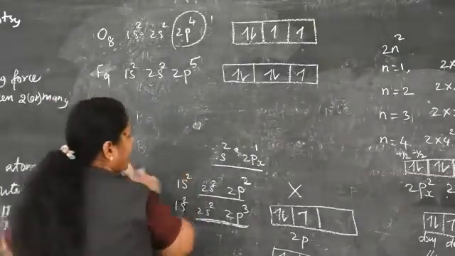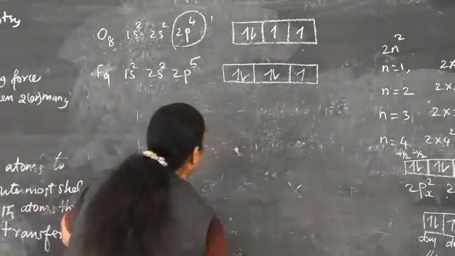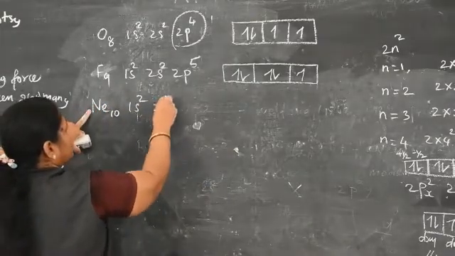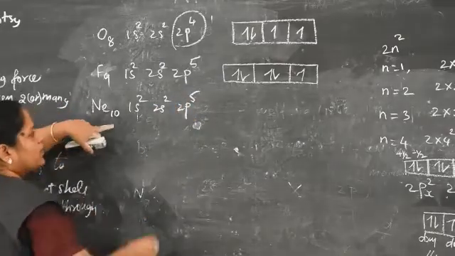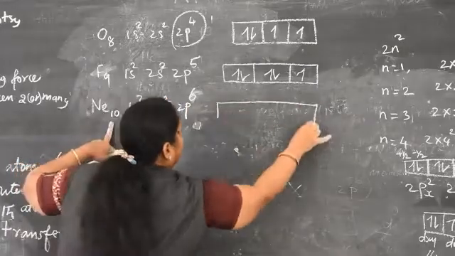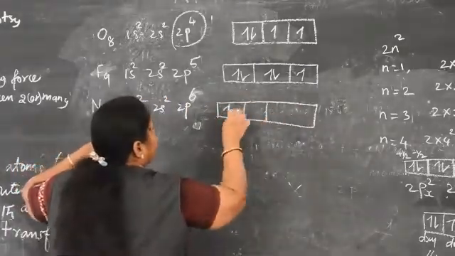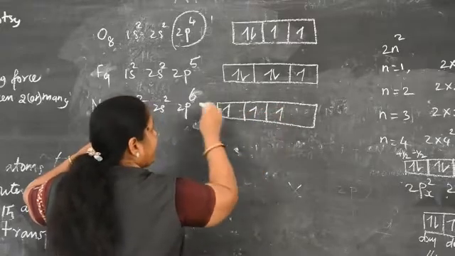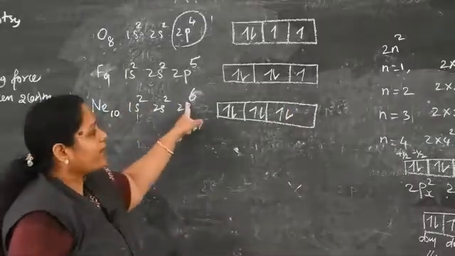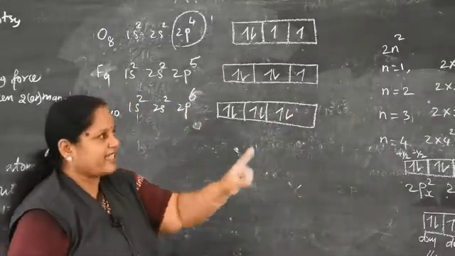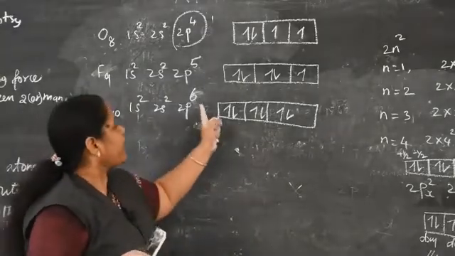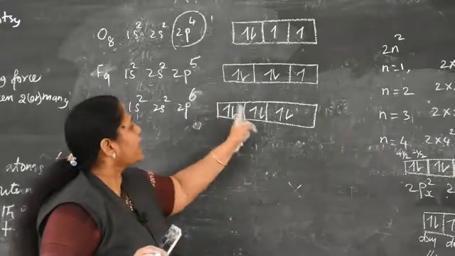Next neon, atomic number 10, 1s2, 2s2, 2p6. In the p orbital, how many electrons in total? 1, 2, 3, and the remaining 3 more electrons you enter here. Now what is the maximum number of electrons in a p orbital? 6. The maximum number of electrons in p is 6. So in neon, all the electrons in the p orbitals are completely filled.